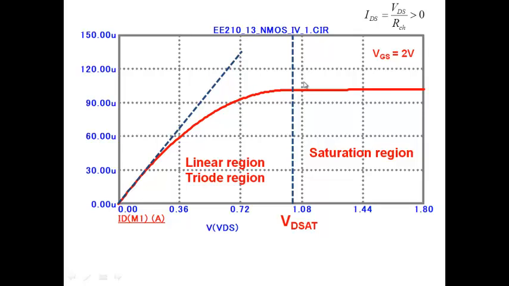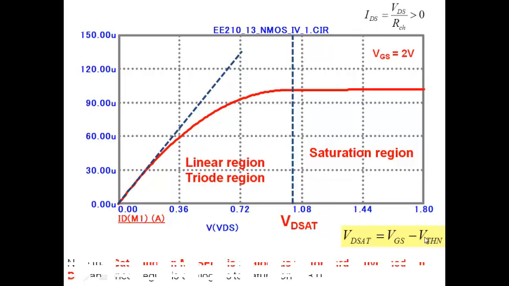Otherwise, the shape sort of looks similar. The current starts and then eventually saturates. In bipolar transistors, this point was around what we used to call VC sat, the saturation voltage, and that was around 0.2 or 0.3. In this case, one can show that VD sat is equal to VGS minus VT, whatever is the gate voltage that you apply minus the threshold voltage here.